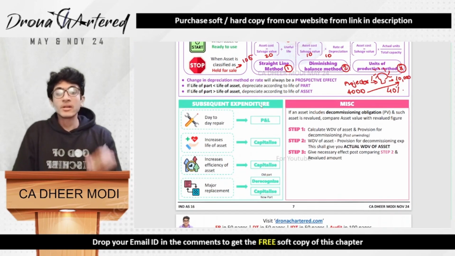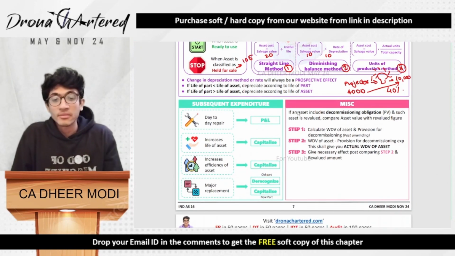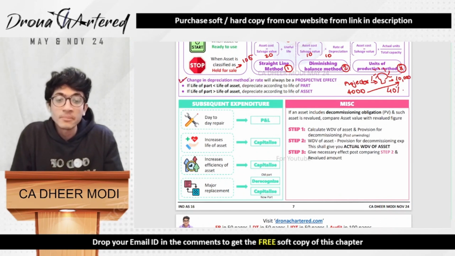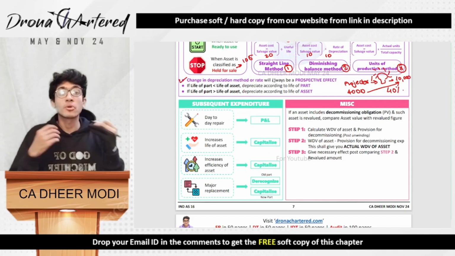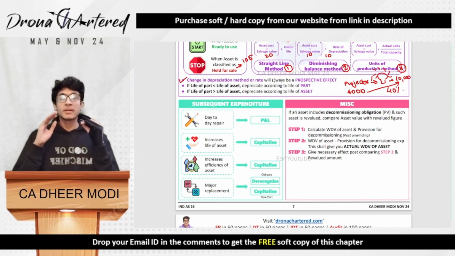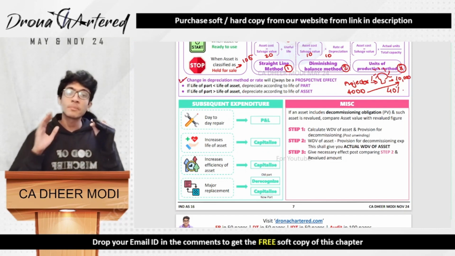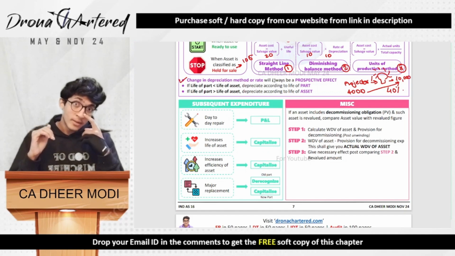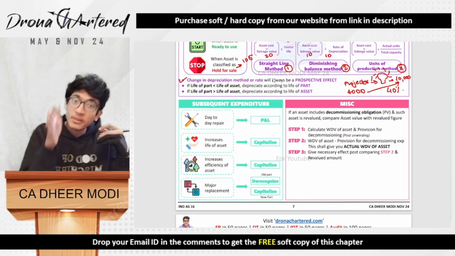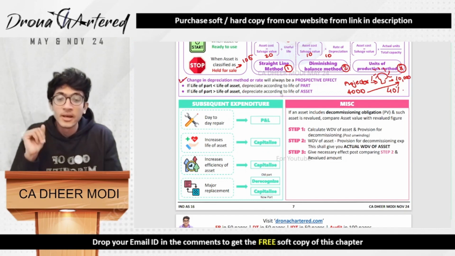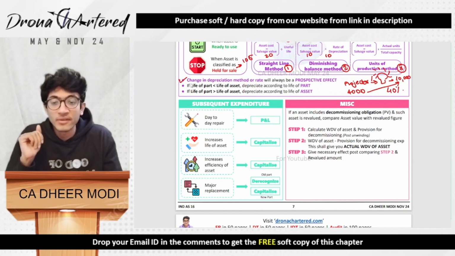Okay, coming to your next part, your subsequent expenditure. Okay, before that we will do this. Any change in depreciation method or rate will always be a prospective effect. That means if, say for example, my depreciation rate was 20% till now, and from this year onwards I am doing it at 10%, now what will happen? All my previous years will be depreciated at 20%, and only from this year onwards I will depreciate it at 10%. So it will be a prospective effect.